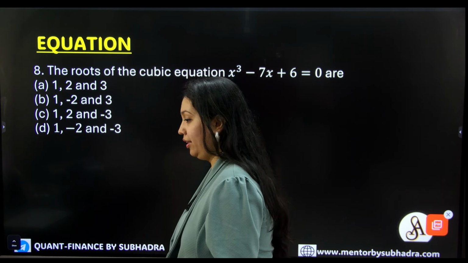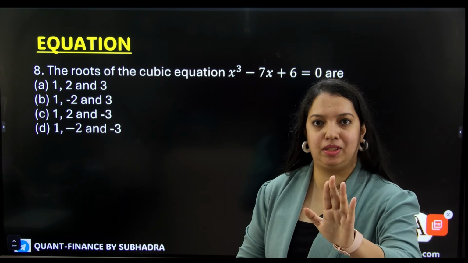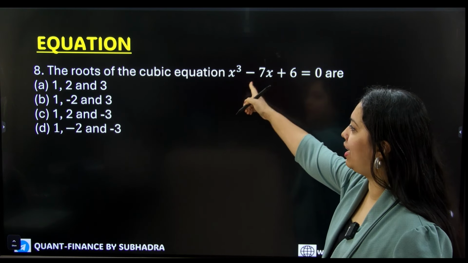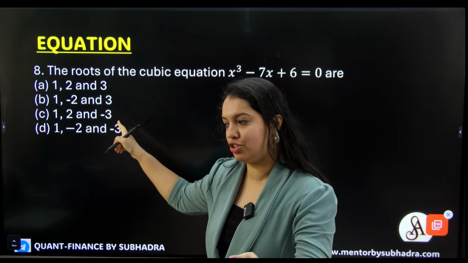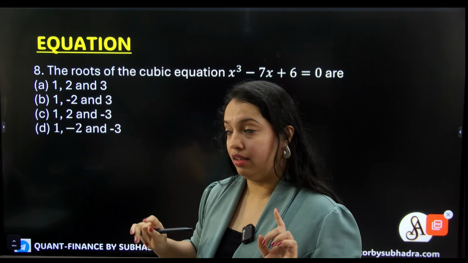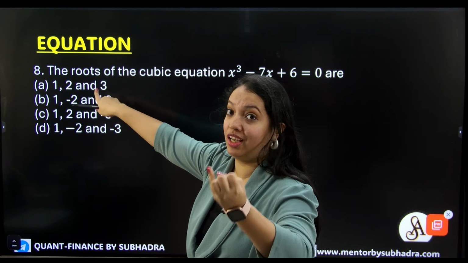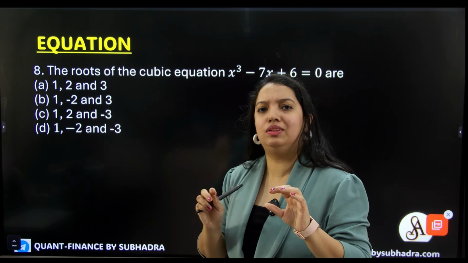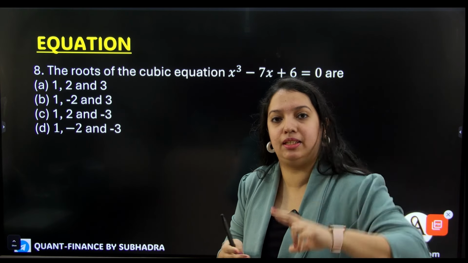Cubic equation, again two methods to solve any question. Method number 1, take A, B, C, D, replace the x value with these, check which option you are getting as correct. Now, first I have to try option A. If it is wrong, I have to try option B. If it is wrong, I have to try option C. So that is a little more lengthy. That is method number 1.